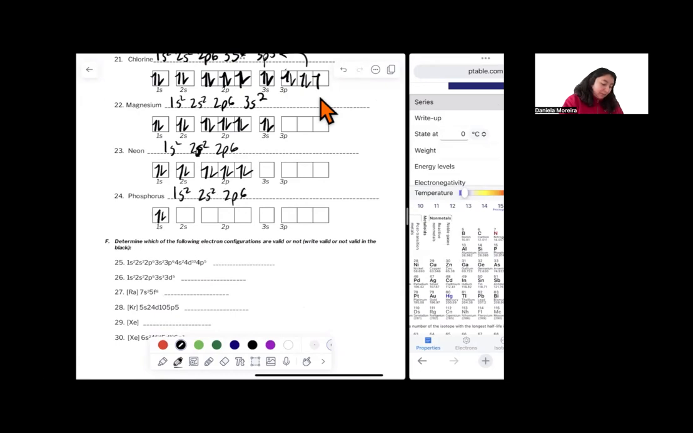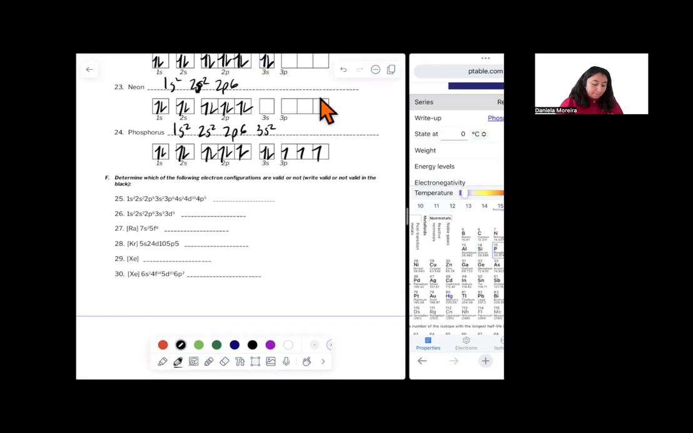2p6: single, single, single, double, double, double. And we need to count 5 electrons after neon. So we go to 3s2, 1, 2, and then we do 1, 2, 3 for phosphorus.